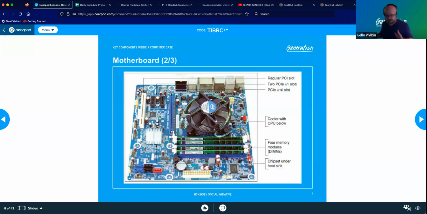Any questions so far? Again, this is just initial exposure.